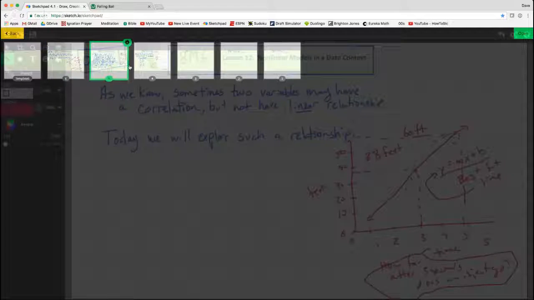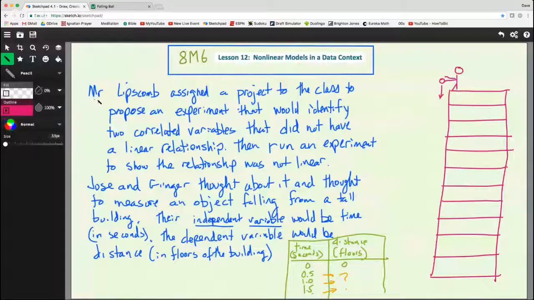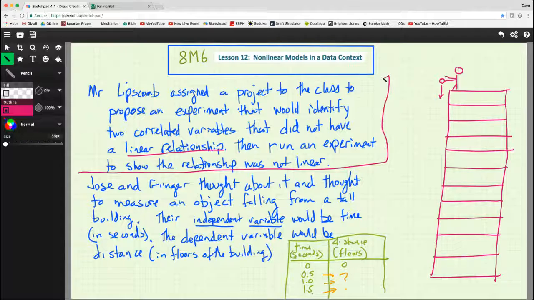Okay, now, Mr. Lipscomb, so that's me, I gave an assignment project in class to propose an experiment that would identify two correlated variables that did not have a linear relationship. So you had to make a guess about something that didn't have a linear relationship, then run an experiment to show that the relationship was not linear. So that was kind of the homework assignment. And I assigned pairs of people, and Jose and Ginger thought about it, and they said, well, I think if we drop a ball off of a rooftop, it would not have a linear relationship.